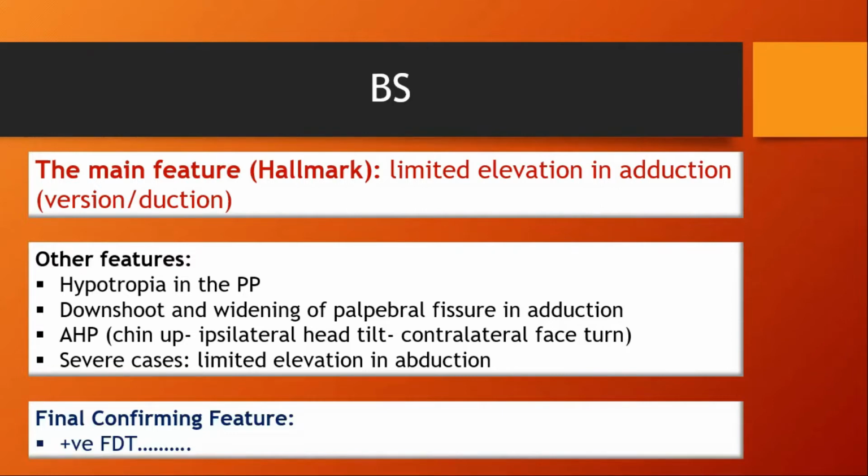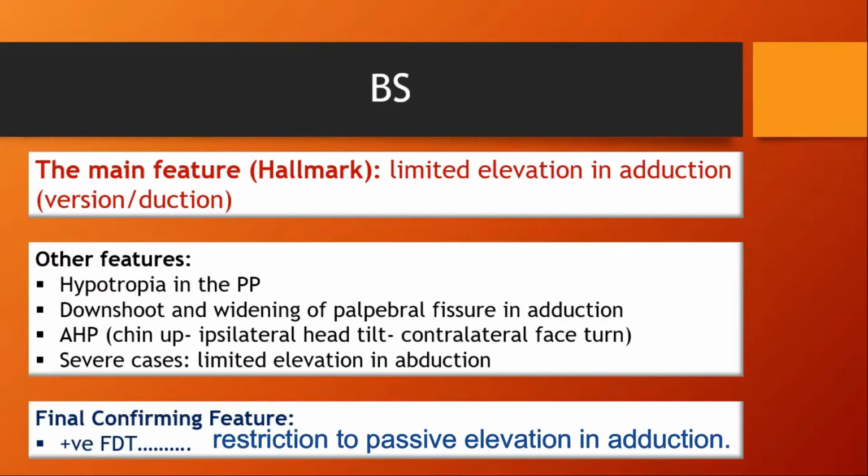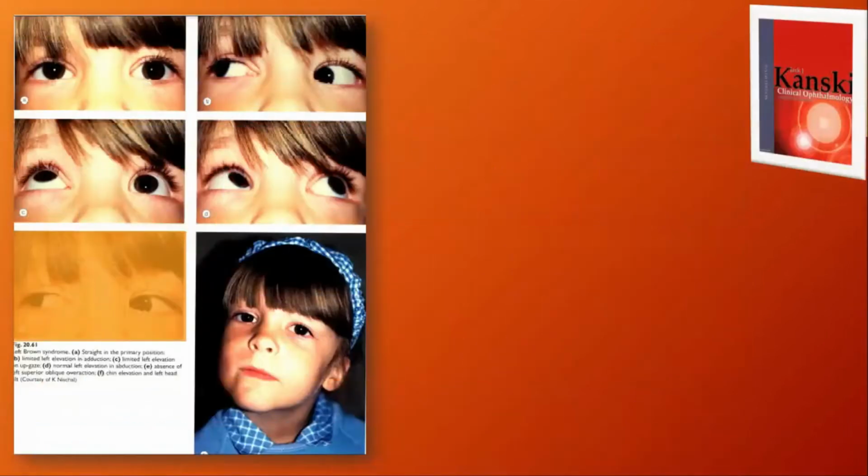So I want to stress a point here. You said forced adduction test. So you have to say positive forced adduction test. Still, the sentence is not complete. You have to add, we have a limited elevation of the eye up and in. So this is the hallmark again, but this is something you feel. This is something objective. You find it by doing the forced adduction test. So the final confirming feature for Brown syndrome is having a positive forced adduction test in up and in movement. All right. And this is from old Kansky.